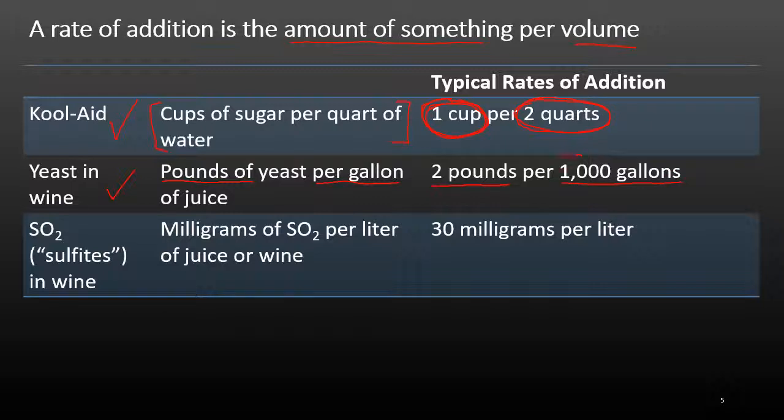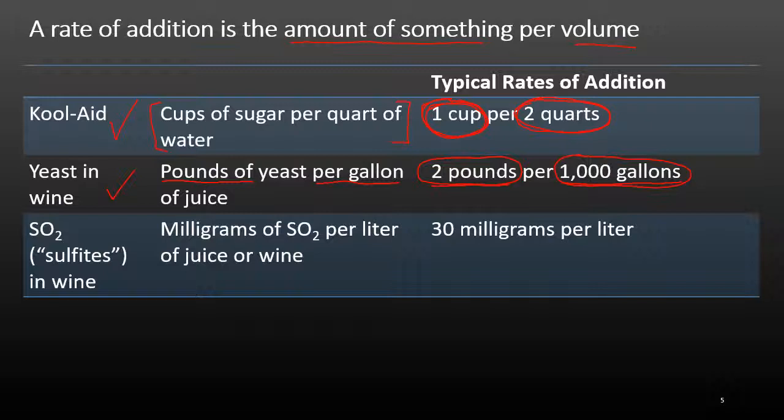So our volume is gallons in this case. And the amount of something, which in this case is yeast, would be 2 pounds, and we are here referring to freeze-dried yeast you'd buy from a winery supplier. All right, so the rate of addition is 2 pounds per 1,000 gallons.